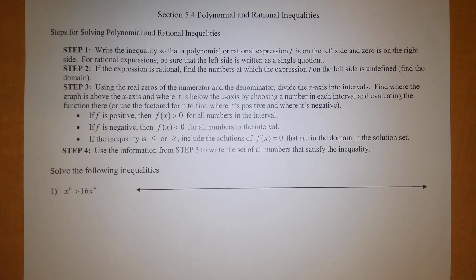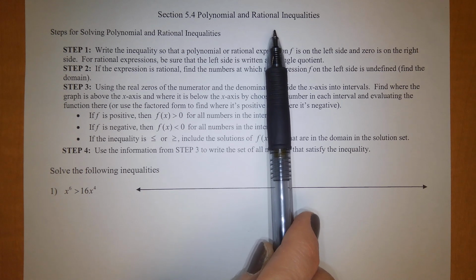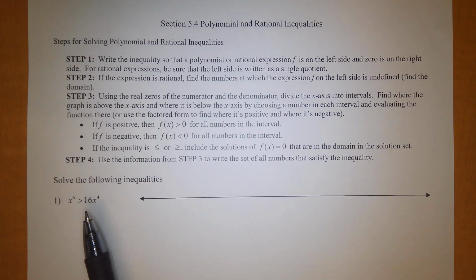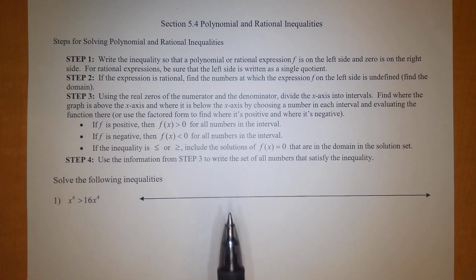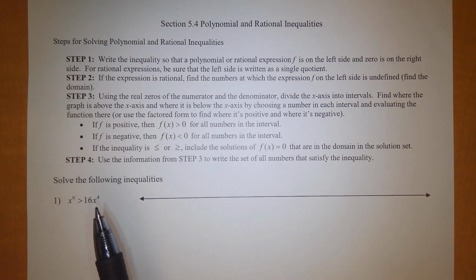In this video, we're going to be discussing polynomial and rational inequalities. So we're going to be solving equations that have inequality symbols and finding the x's that make this come true. We're only looking in one dimension, only on the x-axis, since there are no y's and we're not looking in that second dimension.